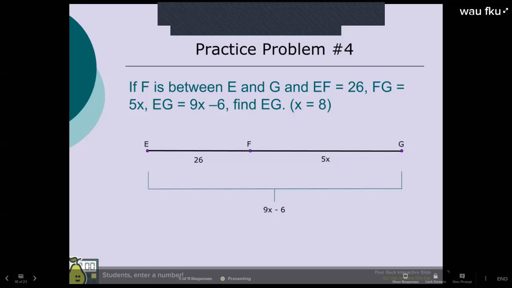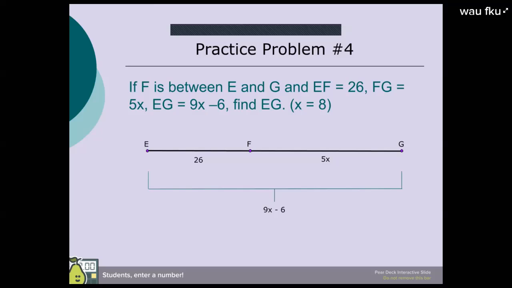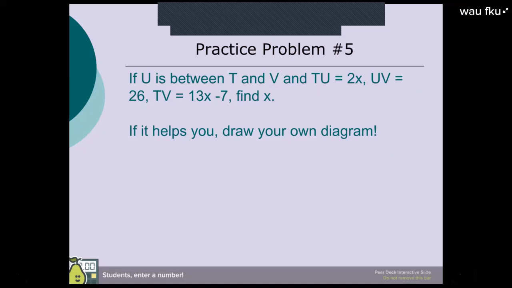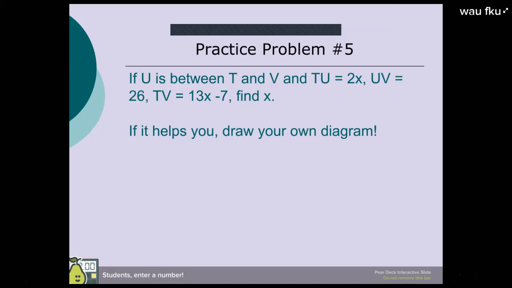So we're going to do one more set, one more where we solve for x and then we solve for a piece. All right, so didn't give you a diagram on this one. If U is between T and V, and TU equals 2x, UV equals 26, TV equals 13x minus 7, find x. So if it helps you, draw your own diagram.